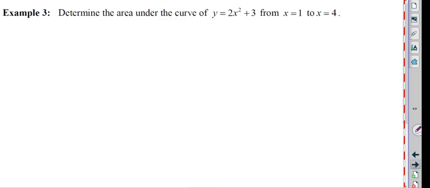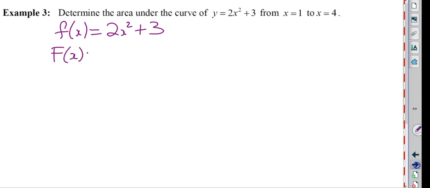Determine the area under the curve y equals 2x squared plus 3 from x equals 1 to 4. Okay, so we know we need a function. We have f of x equal to 2x squared plus 3. We need a function which we are now calling capital F of x, which is the antiderivative.